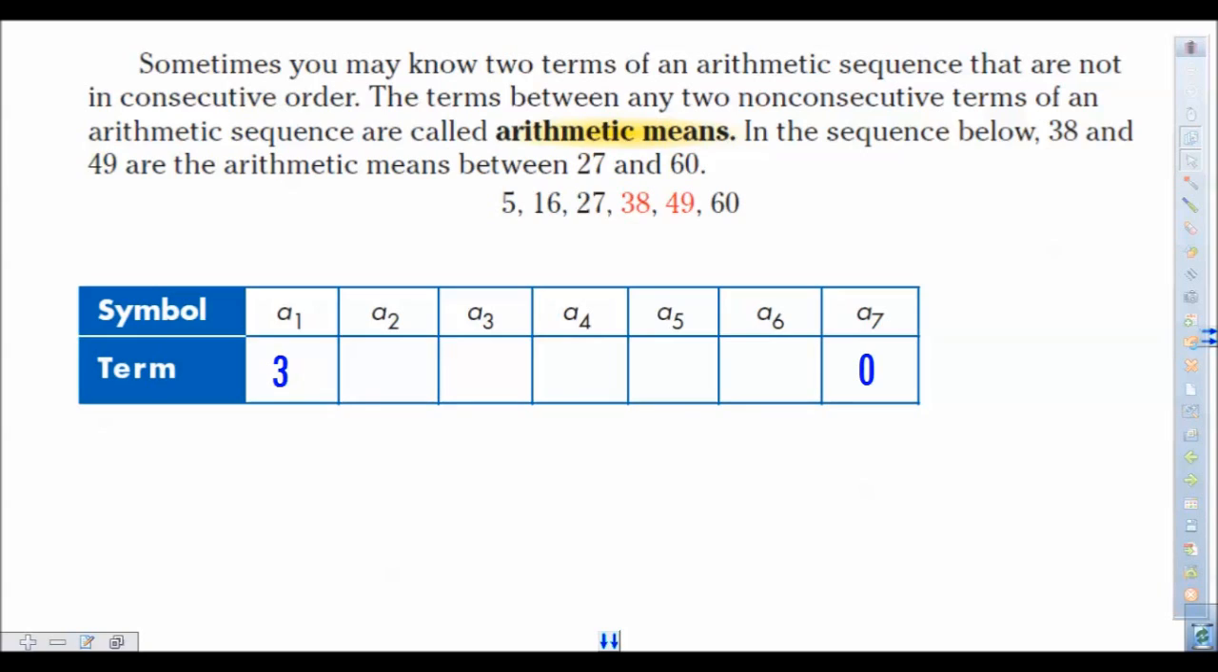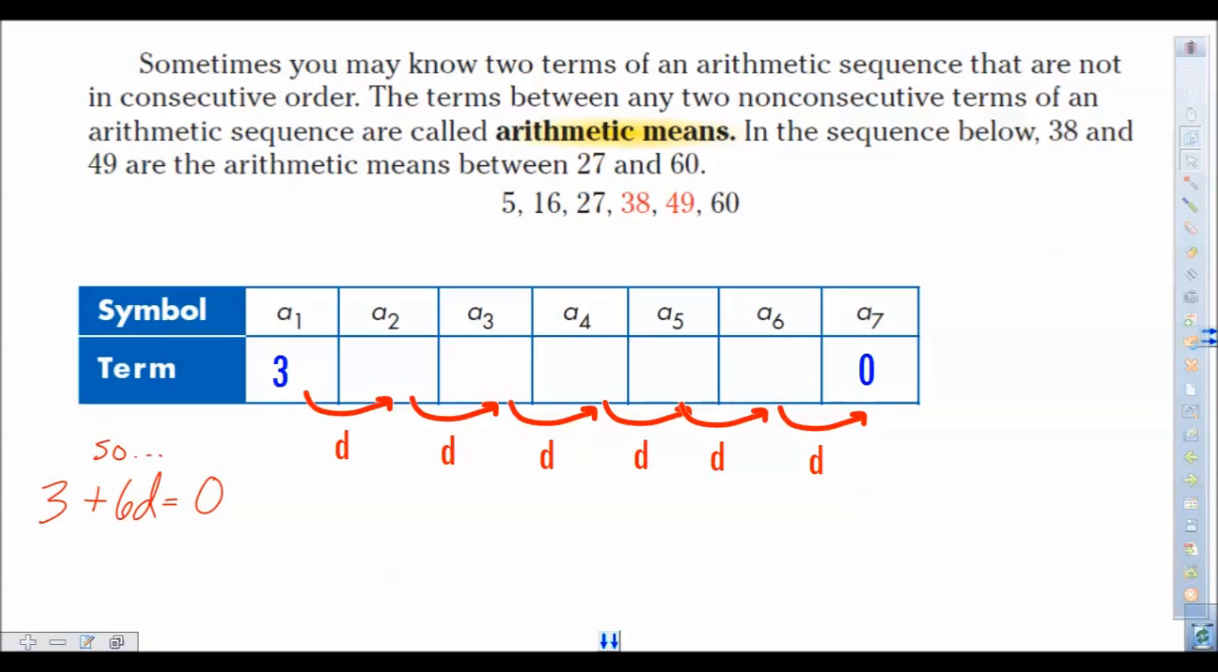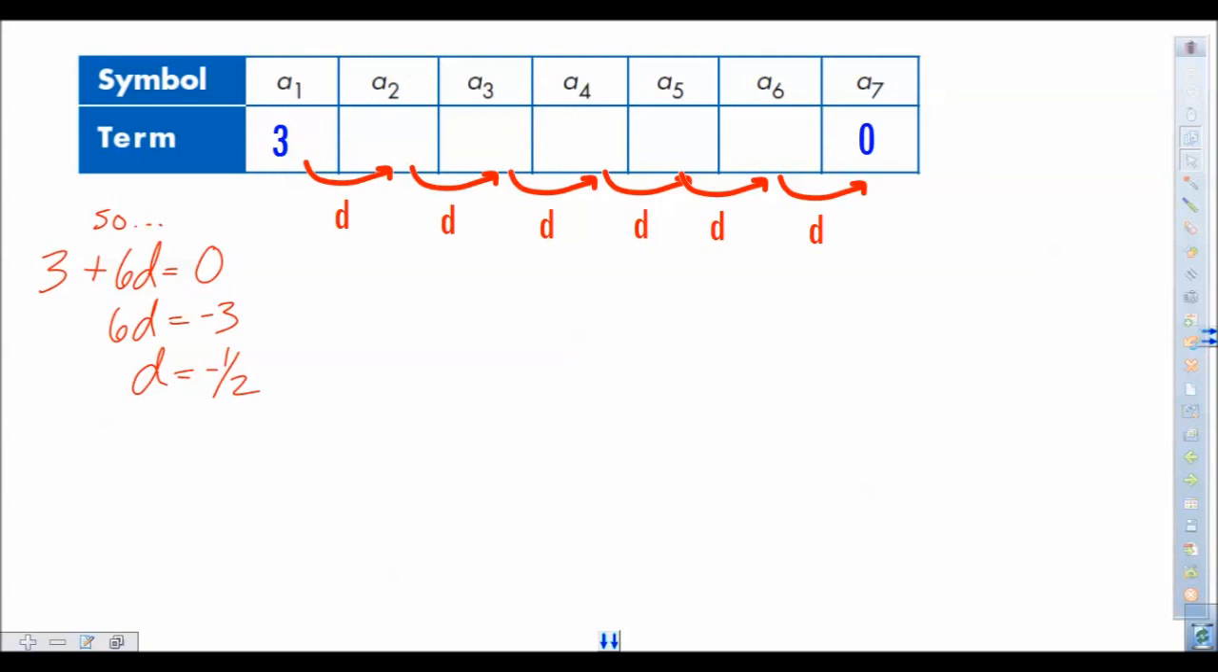So there's one approach you can do here, let's take a look at this. I need to go from 3 to 0. And how many times do I need to add D to do that? Can we count those up? 1, 2, 3, 4, 5, and 6. 6 differences. So in other words, 3 plus 6 of those D's will land us right at 0. So now we can just solve this algebra problem for D. So subtract the 3 and then divide by 6, and we end up with negative 1/2.